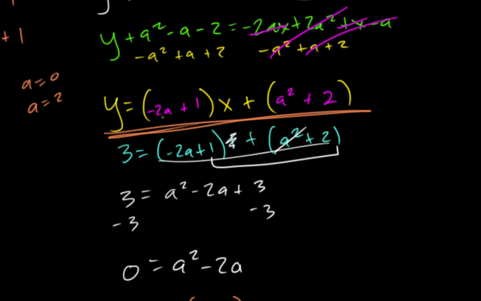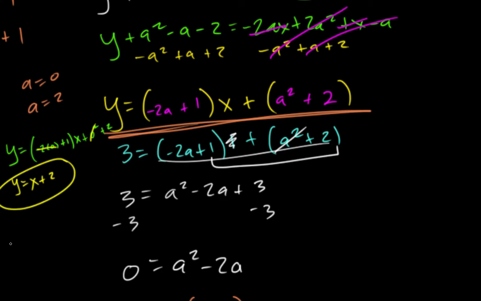So if we plug in a 0, we're going to get y is equal to (negative 2 times 0 plus 1) x plus 0 squared plus 2. So that goes away, that goes away. 1 times x is just x. So y equals x plus 2. That's the first one. Now if we plug in a 2, I'll do that over here.